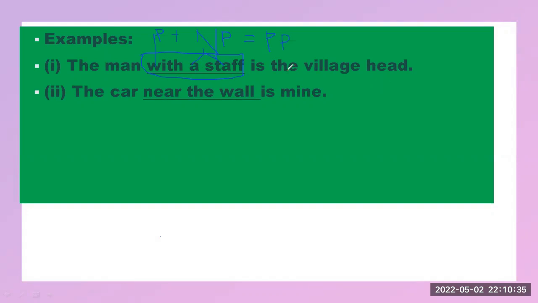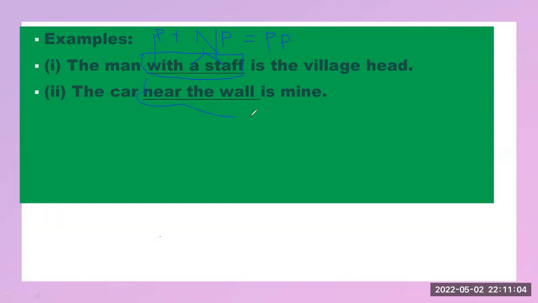All right? So that actually is an adjectival phrase because it is doing the work of an adjective. It is describing the man. And it is not just an adjective, it is a phrase because it is a group of words. All right? Now let's look at example II. The car near the wall is mine.